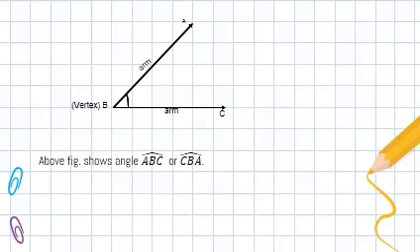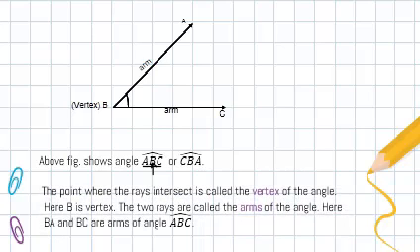So in order to name an angle, you have to use three letters, and the vertex should be in the middle, which is B. So it's either ABC or CBA. The point where the rays intersect is called the vertex, and the vertex here is B. And the two rays are called the arms of the angle, and the arms are BA and BC, and the angle is ABC. And don't forget that the vertex point is always in the middle of the name of the angle.